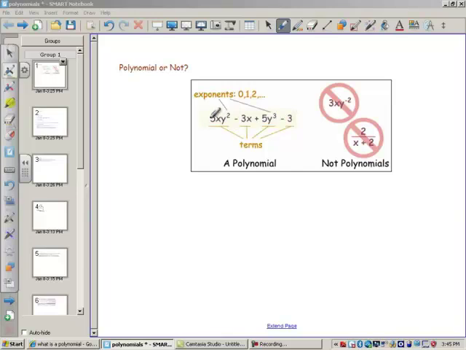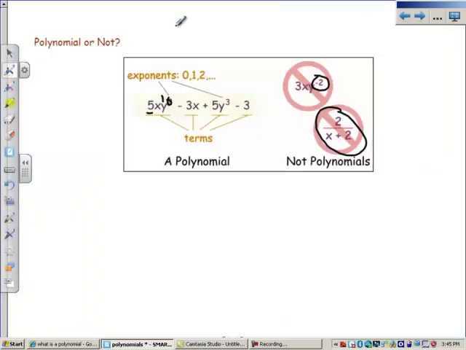So here we've got a polynomial. We've got the coefficient of 5. Got an exponent of 2. This has an exponent of 1. There's nothing wrong with that. The second term has a coefficient of 3, negative 3 actually. So we're looking at a polynomial here. It's 4 terms. On the right hand side, these are not polynomials. The reason this one is not a polynomial is because it's got a negative exponent. And here we can never divide by a variable. It's okay to divide by a number, but not by a variable. Alright, so let's take a look at some other things here.